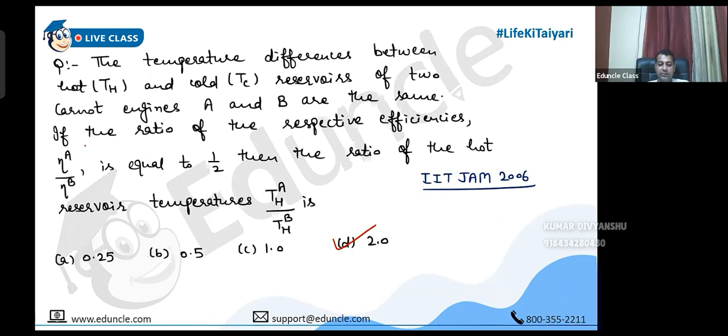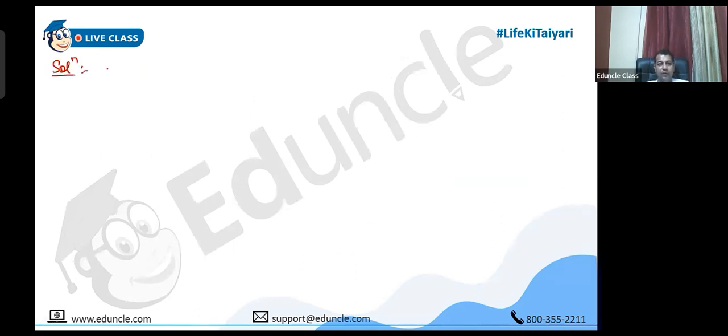Correct answer is option D. Now, let us see how. Formula for efficiency, it is given by 1 minus T cold by T hot. Temperature of the sink is always less than the temperature of source. So after solving, this becomes T hot minus T cold. Let us assume it to be delta T.